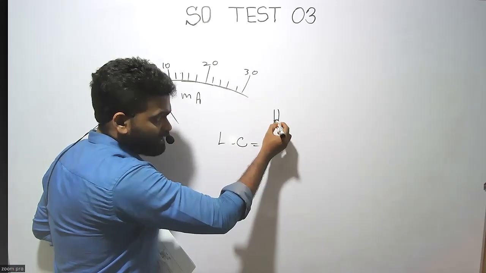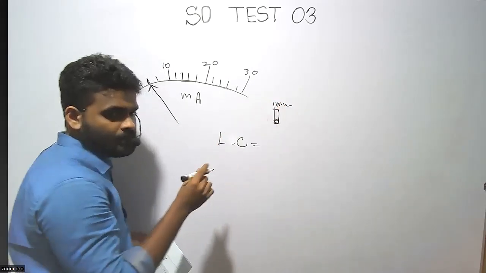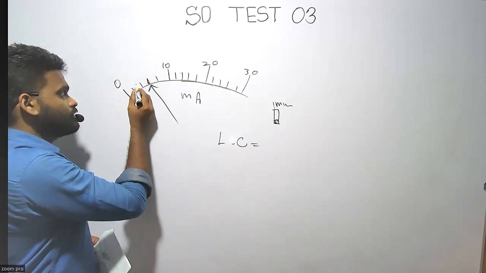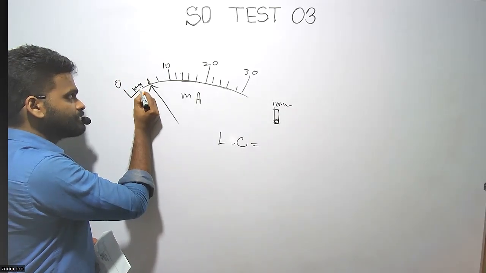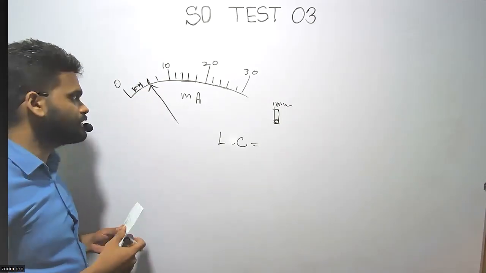The smallest part in the meter ruler, right? So that is 1 millimeter. So here also the least count should be this length. The length of one part is the least count, right?